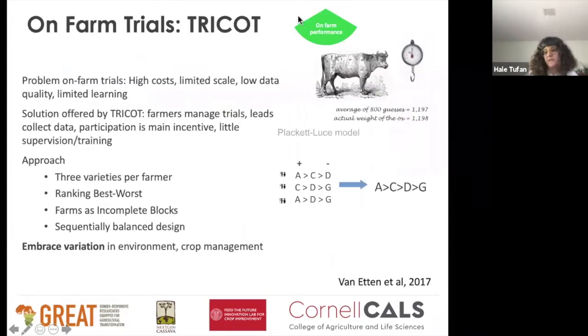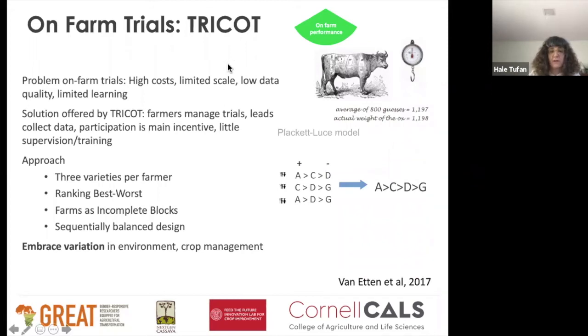So the last part is the on-farm performance trials, just to kind of triangulate these articulations of preference with choices made on farm with varieties. We've decided to adopt this on-farm trial method called TRICOT. Some of you may have heard of this, and this is Jacob van Etten. This is his paper from 2017 describing TRICOT, and he really frames it as a problem that the quote-unquote classic way of doing on-farm trials has high costs, limited scale, the data quality may be low, and you may get limited learning.